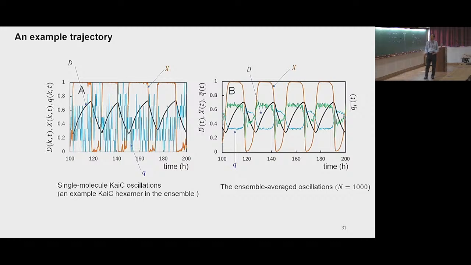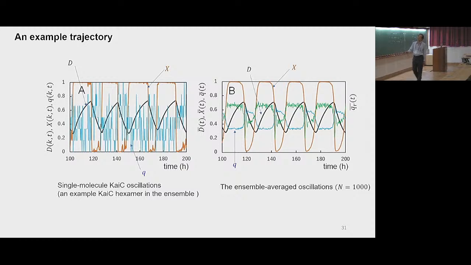With this model, these are the simulations for the n equals 1,000 system. 1,000 KaiC hexamers are in the simulation model, and this is one example KaiC hexamer picked from this ensemble. The orange shows the structural switching between x equals 1 and x equals 0. Because of the positive feedback, the x equals 1 state or x equals 0 state is stable. But these cyan spikes are the ATP hydrolysis that triggers the transition between the x equals 1 and x equals 0 states.